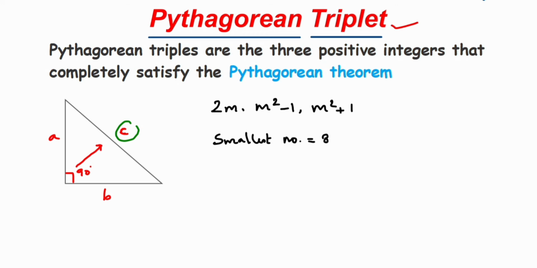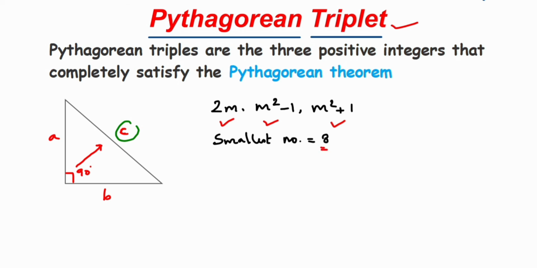Then we have to calculate the other two numbers. Now remember, this 8 is one of such numbers. I have to find out the other two. So this 8 can be anything. It can be 2m, it can be m square minus 1, m square plus 1. So which one should I take? I have to find out the value of m first, and then only I can find out the other values. But how to find out the m value?